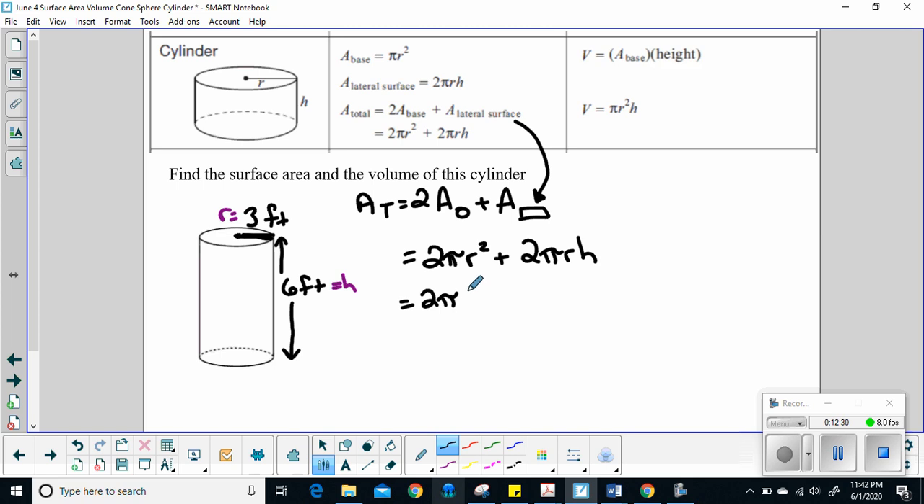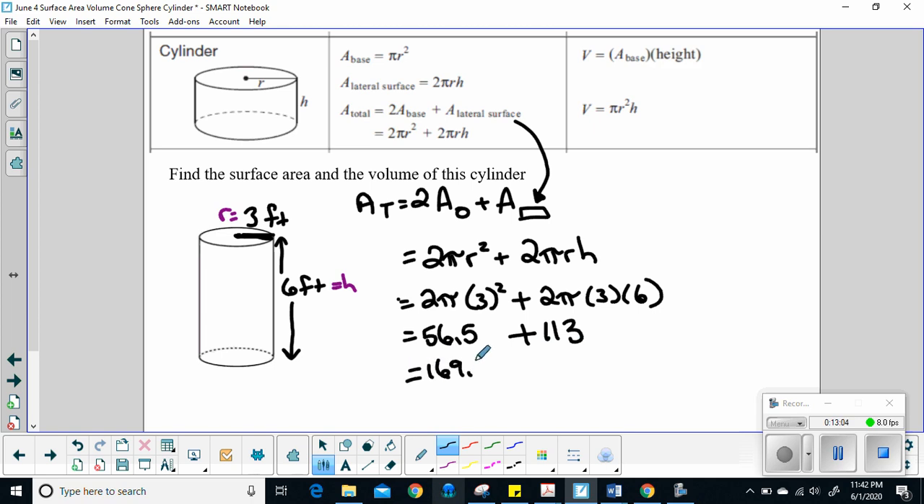2 times pi times radius is a 3 squared plus 2 pi times 3 times h, which is 6. Calculator, calculator. What do we get? So you get a 56.5 for your first terms plus 2 times pi times 3 times 6 gives me 113. Add them up. You get 169.6. And since I said feet, that means my total area is feet squared.